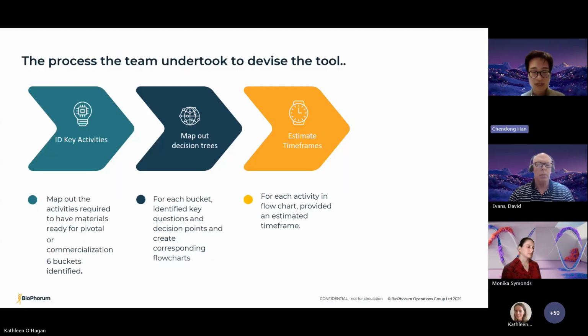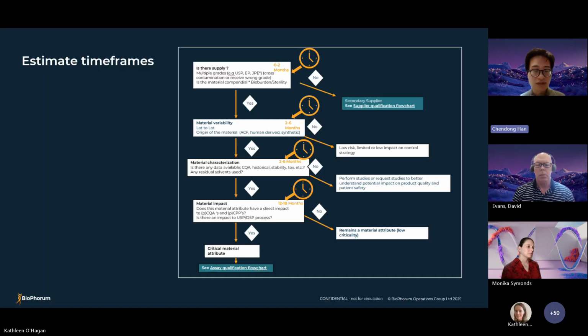The third step is to estimate the time frame. So for each activity in the flowchart, the team came up with an estimated time frame for the activity to be completed. This is an example using critical material attributes. You can see in this flowchart we have 4 boxes for activities: supply, material variability, material characterization, and material impact.